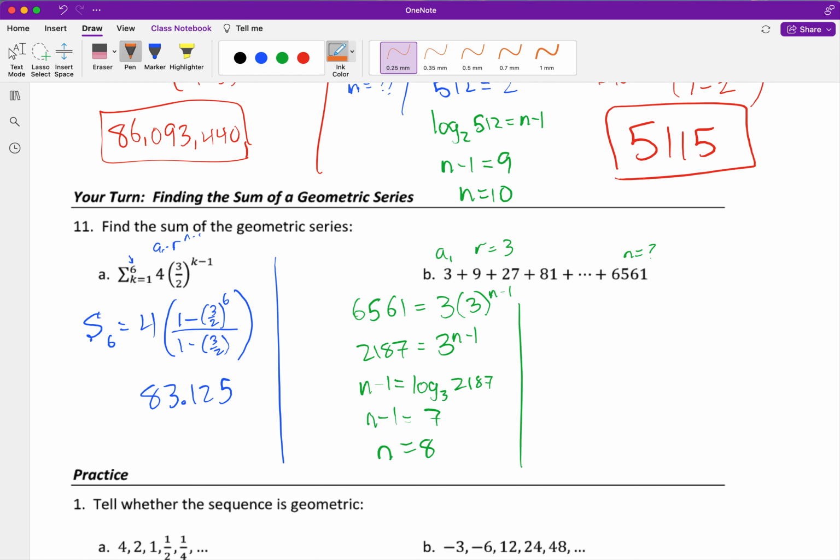So now I can just use the formula. So the sum of the first 8 terms is going to be 3 times 1 minus 3 to the 8th, divided by 1 minus 3. And I plug that in my calculator, and I get 9840. And that will be the sum of the first 8 terms. So there is geometric sequences and series. I hope that made some sense to you.